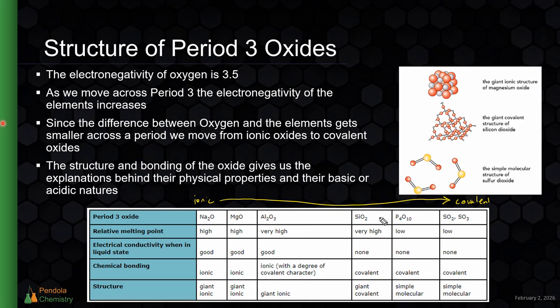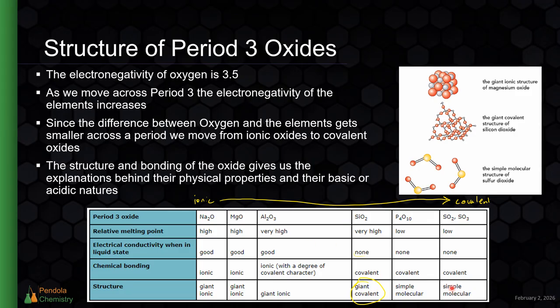As we keep moving across, the silicon dioxide is now covalent. But it's not just covalent, it has a giant covalent structure. That giant covalent structure makes it so that its melting point is the highest out of any of these. It is the highest melting point out of the period 3 oxides. Because with a giant covalent structure, it is very hard to break those covalent bonds when we melt it. And also the reason why it does not conduct electricity when dissolved in water or in the liquid state, because this is not ionic, so it's not going to conduct electricity.